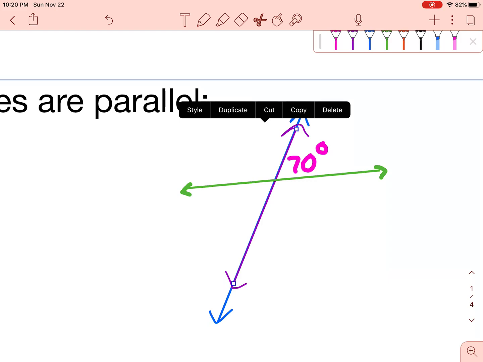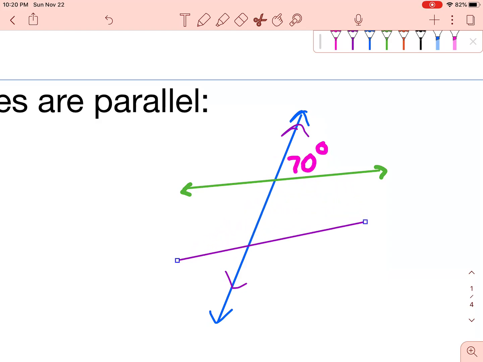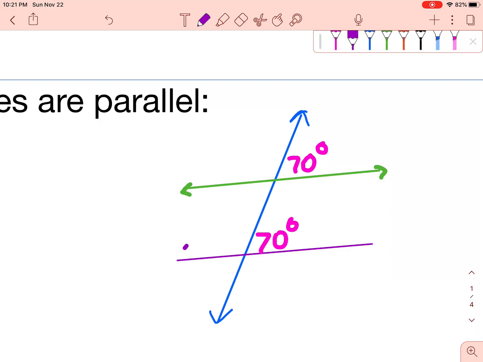I would also have to open this purple line. Is that parallel? No. Is that parallel? No. I would also have to open the purple line 70 degrees from that blue line in order for these to be parallel. You can take a look at this, and this is actually our first theorem.